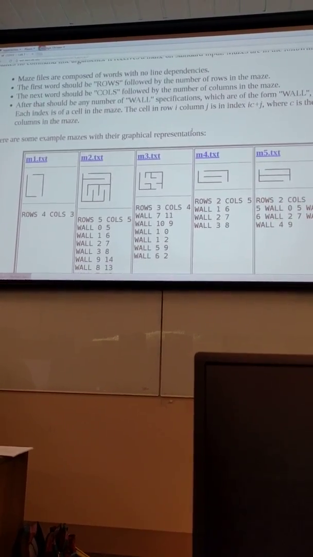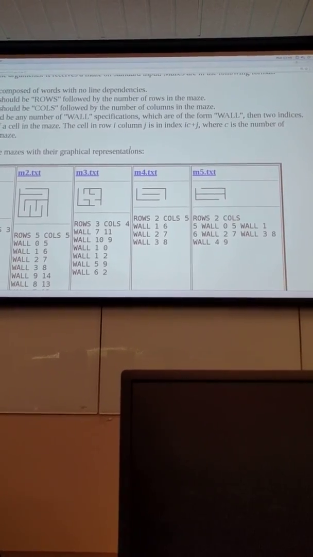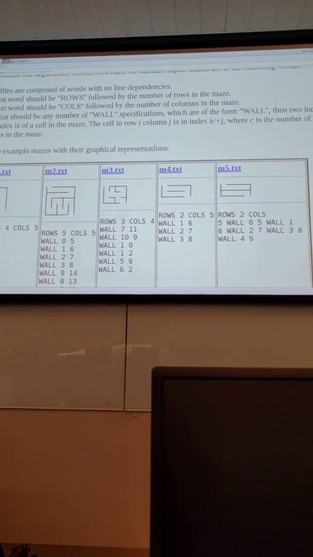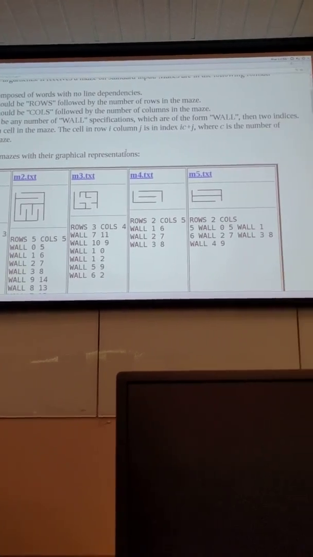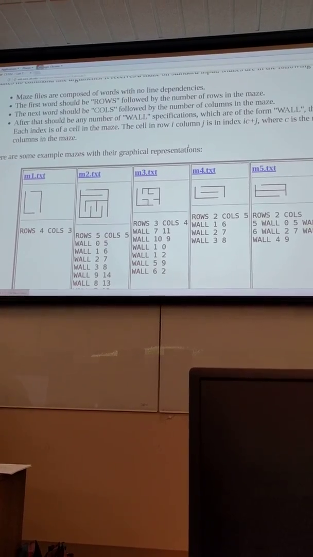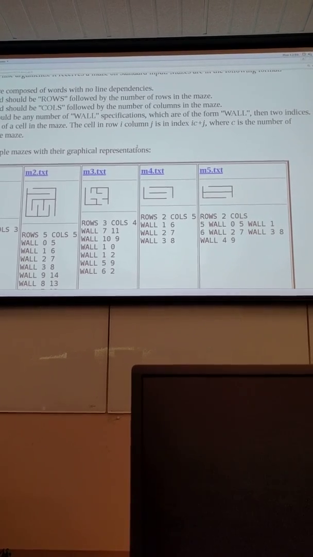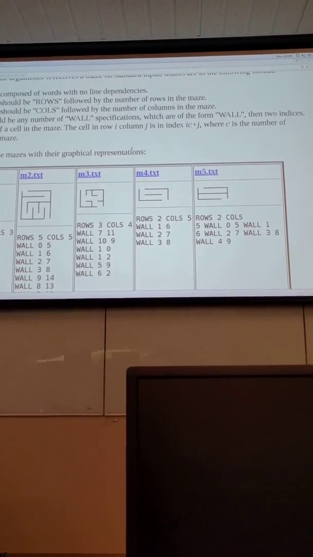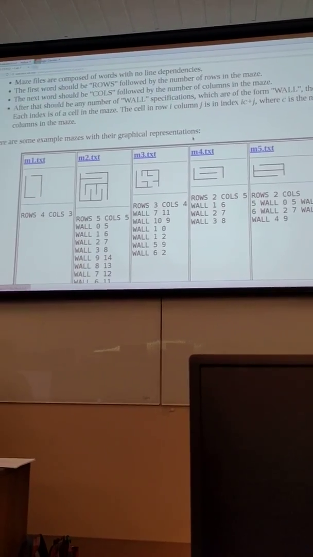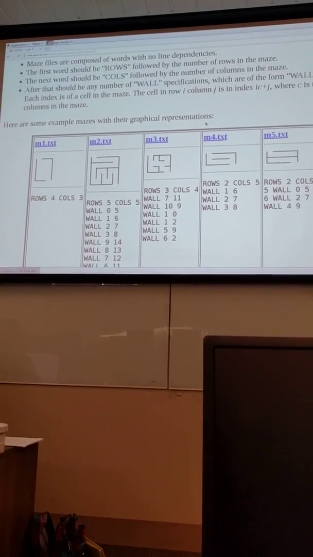After that, you can have any number of wall specifications, and this defines where the walls will be separating two cells. The format of the wall specification is the keyword wall, followed by two indexes. And the index is for a cell in the maze. A cell in row I, column J, is at index I times C plus J. So you can convert from an index to a row column, or from row column into an index. And the wall has the wall keyword and then the two indices of two cells where the wall is separating them.